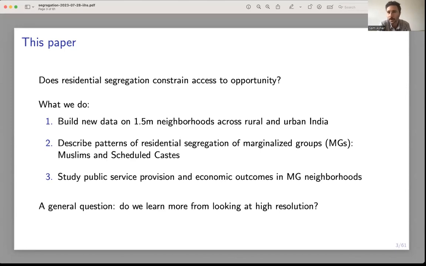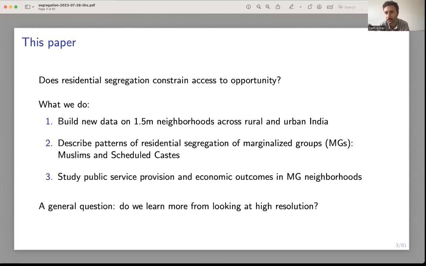So what we're going to do is move from the sort of village and town level focus that has been most of my work down to the neighborhood level. And so we're going to construct a national data set of 1.5 million neighborhoods across both rural and urban India. And we're going to describe patterns of residential segregation of India's two major marginalized groups, Muslims and scheduled castes.